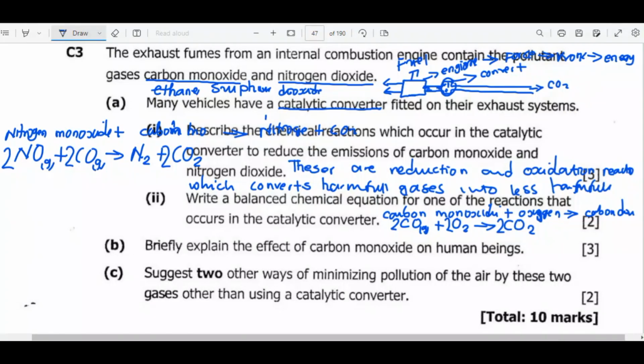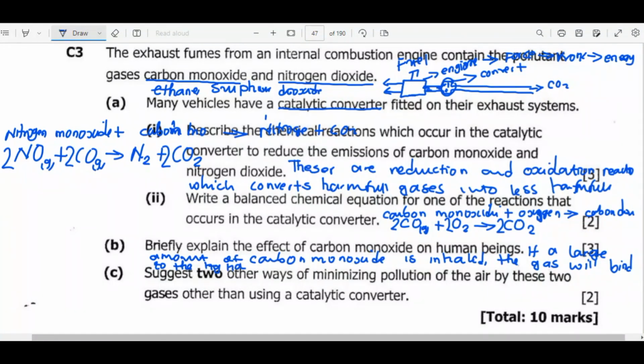Now we move on to question B. Briefly explain the effects of carbon monoxide on the human being. So we'll say if a large amount of carbon monoxide is inhaled, the gas will bind to the hemoglobin and reduces the ability to transport oxygen. So that's the effect.